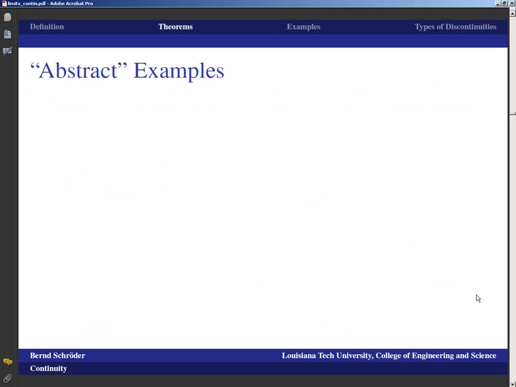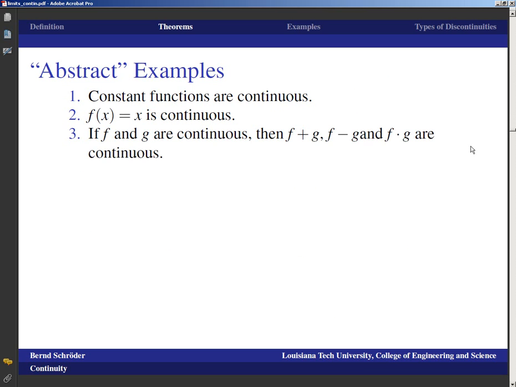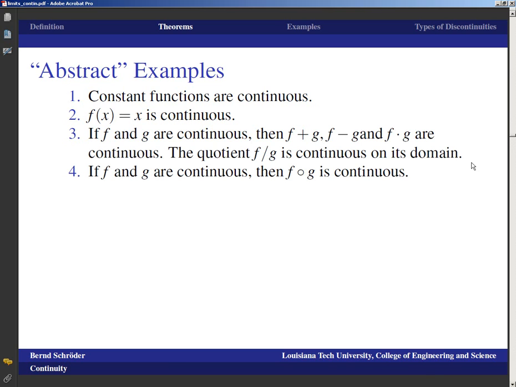Okay, now abstract examples of continuous functions include that constant functions are continuous, the identity is continuous, and if two functions are continuous, then their sum, difference, and product are continuous. So is the quotient on the domain. We have to make sure that we rule out divisions by 0. And if two functions are continuous, then their composition is continuous too.